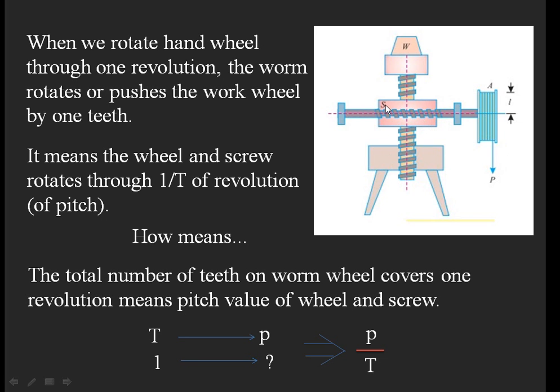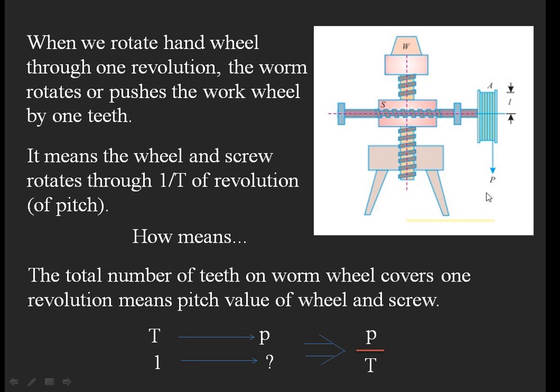So that means it will move 1 by T of the revolution. That means 1 by T of the pitch value of the nut, as well as 1 by T of the pitch value of the worm wheel. So automatically it is covering 1 by T of the pitch, meaning during one revolution of this wheel, the load moves by P by T of the distance.